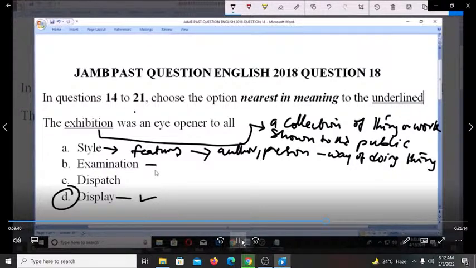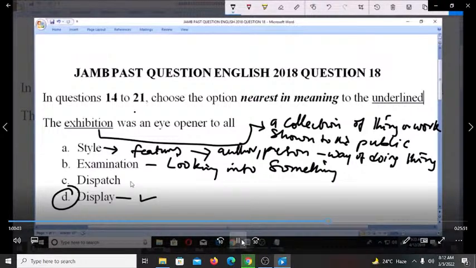Now, we are going to look at the other word, examination. What is the meaning of examination? Examination is the act of looking into or considering something. You're looking into something. You're examining. You want to examine something. So you're looking into something. You understand? You're observing something, examining something.